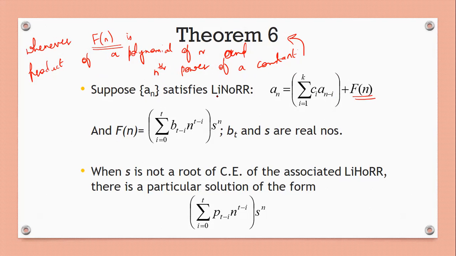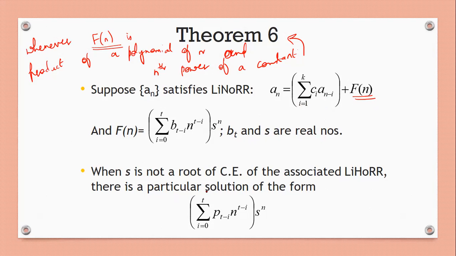Suppose a_n satisfies the linear non-homogeneous recurrence relation a_n equals the sum for i equal to 1 to k of c_i a_(n minus i) plus f of n, and f of n is the sum for i equal to 0 to t of b_(t minus i) n power (t minus i) into s power n, where both b_t and s are real numbers. Now this is the equation. If we get this kind of equation, what should be the solution?